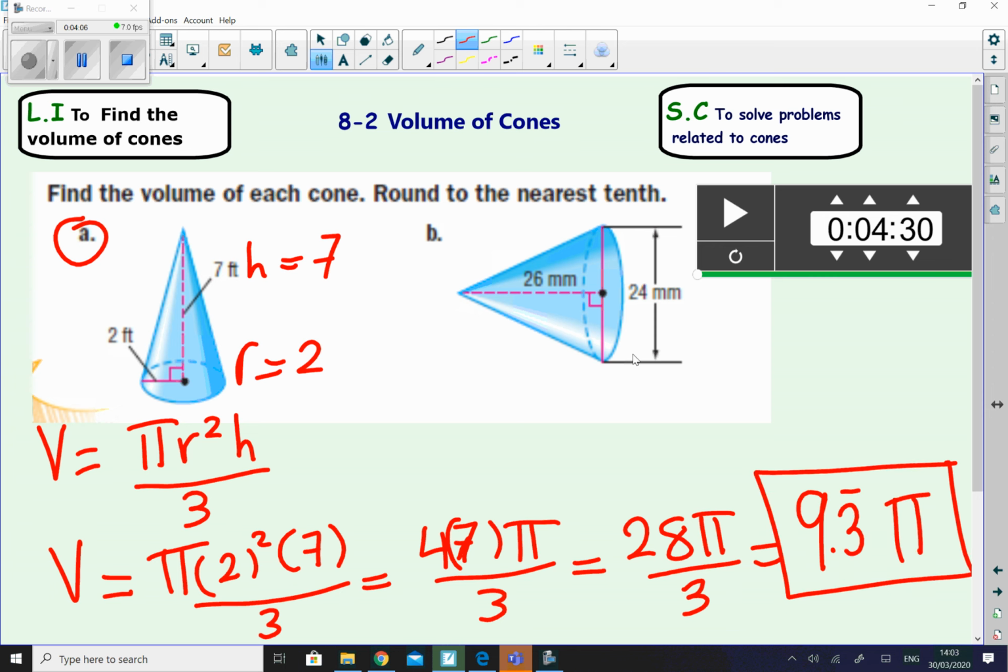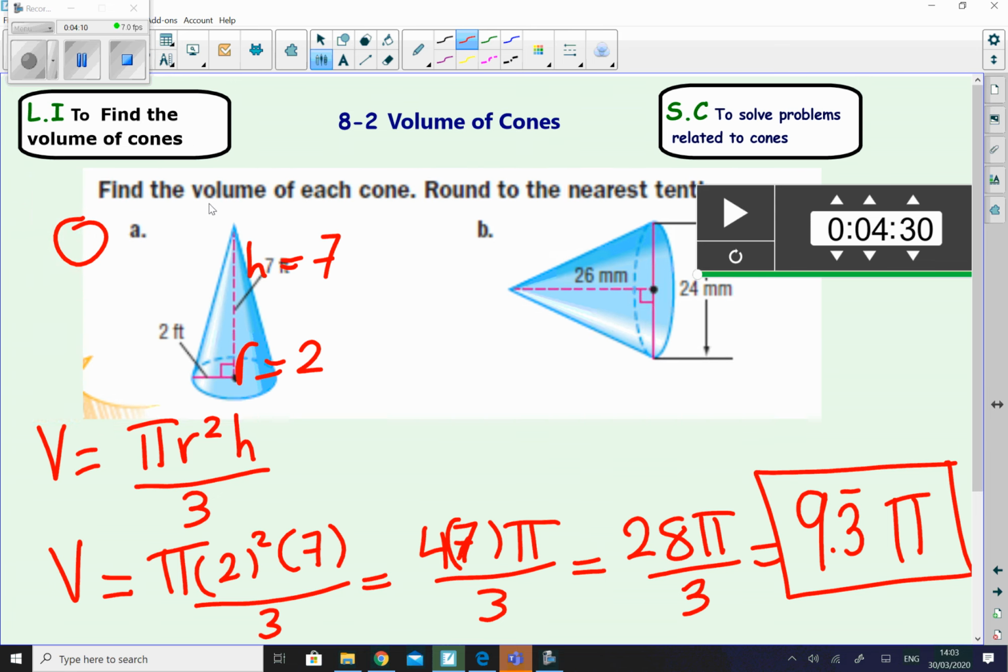And that's the lesson for today. And that's how you can find the volume of a cone.